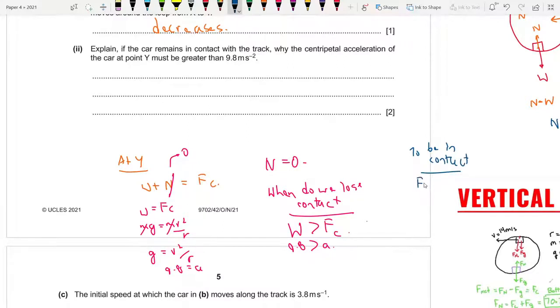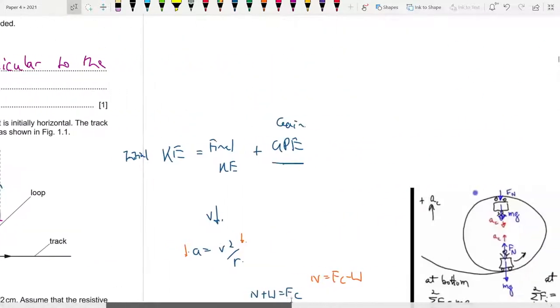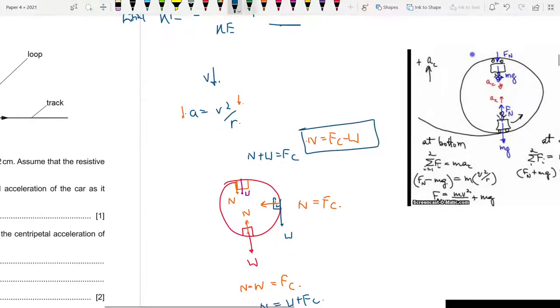Centripetal force must be greater than the weight. mg greater than mv squared by r. We get rid of m. So centripetal acceleration is basically greater than 9.8. That's what we need. I can show you another way. Check this. So I taught you this, right? At the top, N plus W is equal to centripetal force. N is equal to centripetal force minus weight.